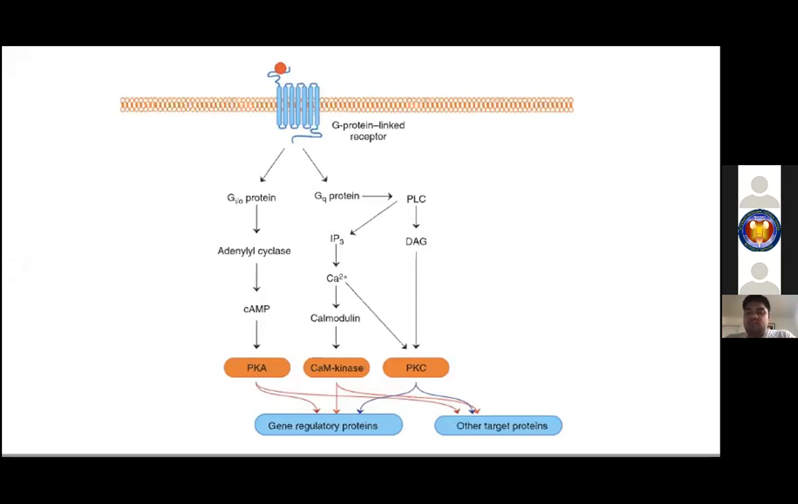The other product of phosphatidylinositol 4,5-bisphosphate cleavage remains membrane-bound and binds to protein kinase C, which is bound to the membrane, thereby activating it. Protein kinase C goes on to phosphorylate the myriad proteins to induce the secondary signals.